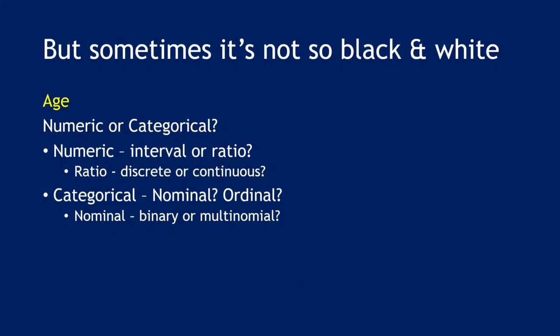And the distinction between categorical versus numeric variable, I try to make it as clear as possible, but sometimes it's not so black and white. For example, age, a very, very simple and very common variable. Is it numeric or categorical? In fact, it can be both. It really depends on how you collect the data and how you want to treat it. Do you want to treat it as a numeric variable, or do you want to treat it as a categorical variable?